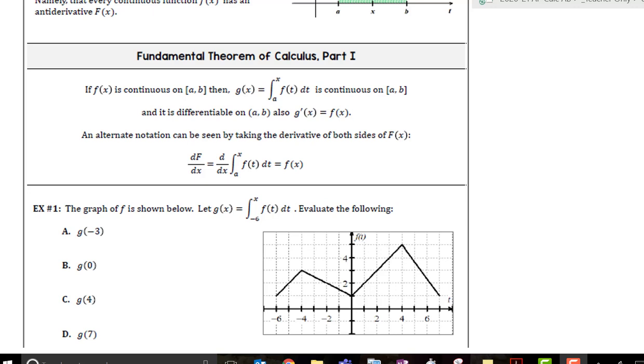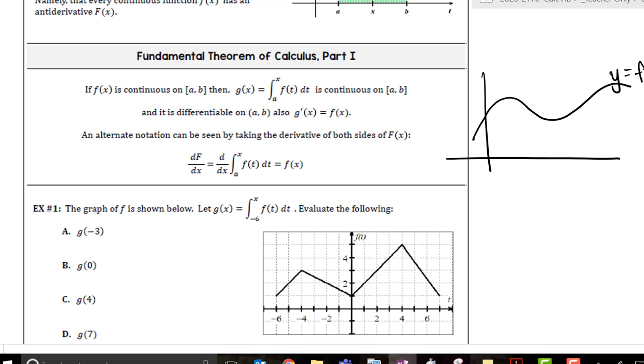So let's take our function f of t. The reason we use t is because we're substituting x in, so we need a different variable. Let's say we have some sort of a curve, I don't care what it looks like, and this right here is y equals f of t. What this is saying is for any interval from a to x, we're making sure we're continuous over that a to b interval, which we are.